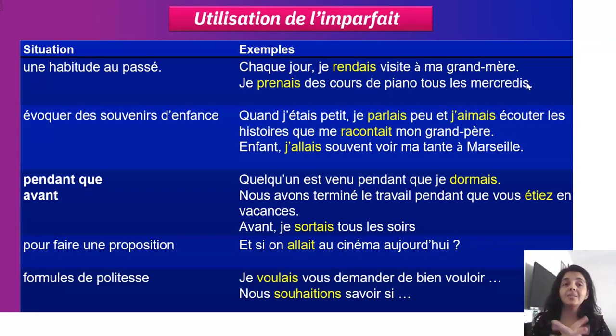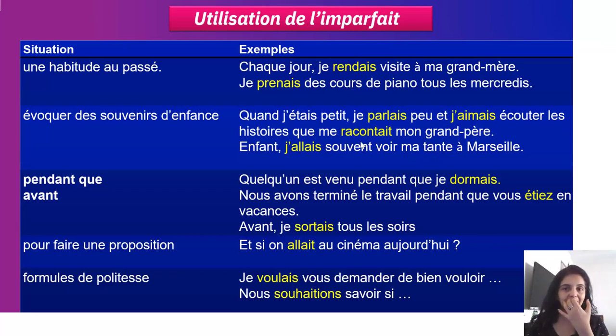What is the second one? The second one is évoquer des souvenirs d'enfance. And we are talking about our, when we were a child, we're talking about our childhood days, and we are talking about some memory of that phase. We use imparfait. Quand j'étais petit, je parlais peu et j'aimais écouter les histoires que me racontait mon grand-père.